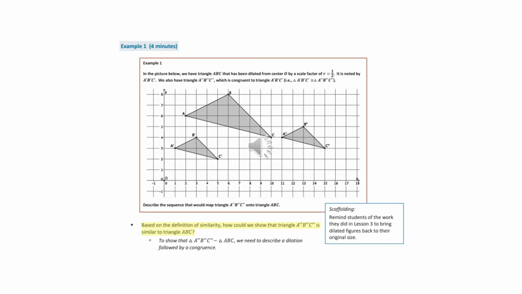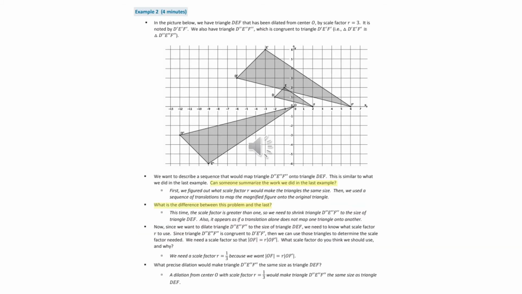In example 1, the questions listed in the teacher's edition allow students to connect prior knowledge to determine the sequence that would map triangle A double prime, B double prime, C double prime onto triangle ABC. It's important that this entire discussion is had in order for students to develop the concept they are being presented with.